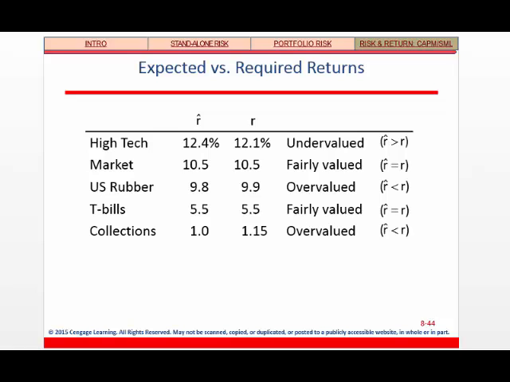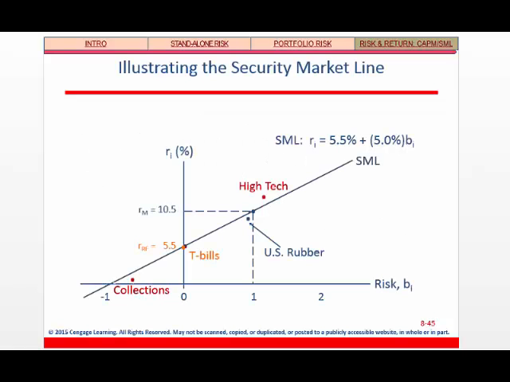T-bills are always going to stay constant, and then collections, same thing as well. I'm expecting to get around 1%, but I kind of require a 1.15% return. So based on the amount of risk involved, in this case I would say it's overvalued as well. Now what's interesting is all of these will be somewhere different on the security market line, but they're all going to be pretty darn close to being on that line.